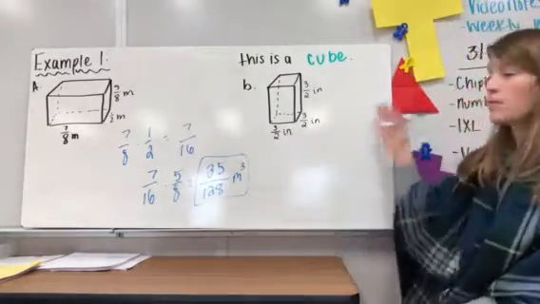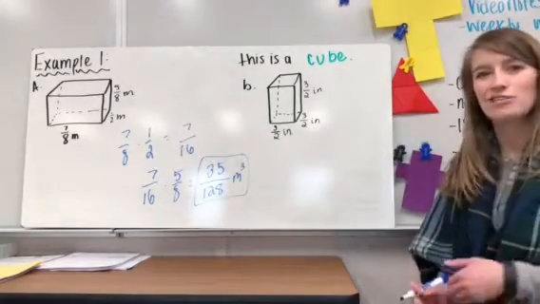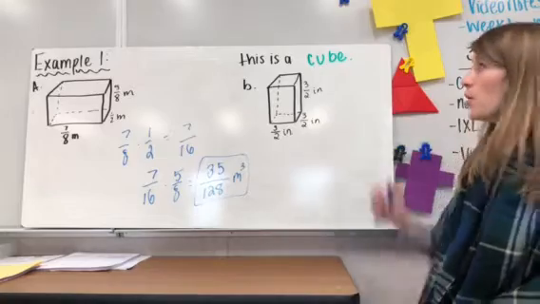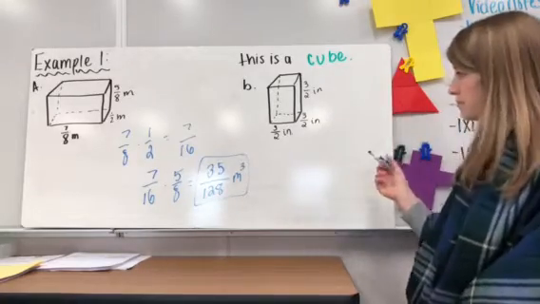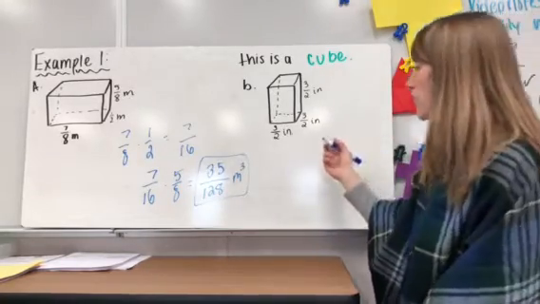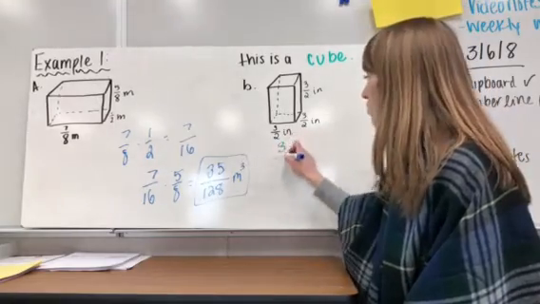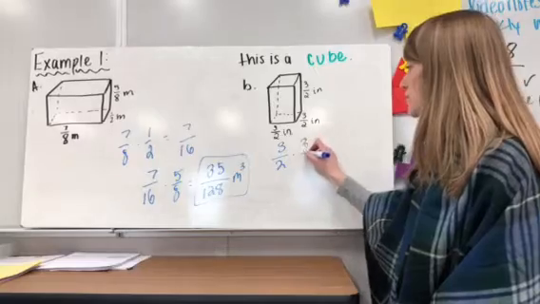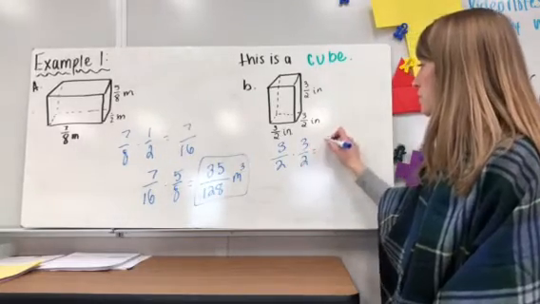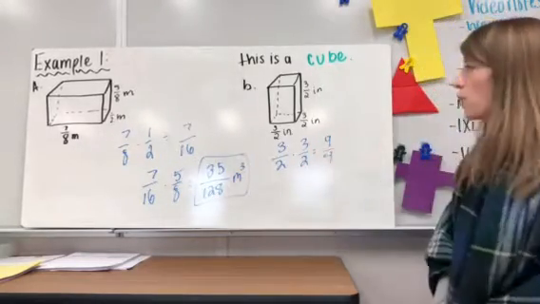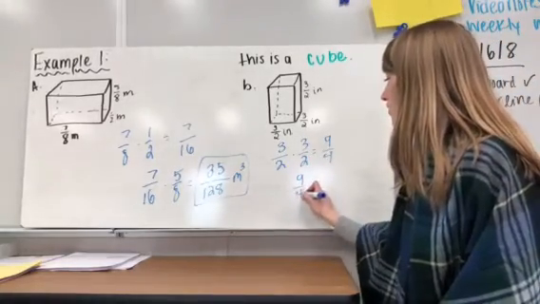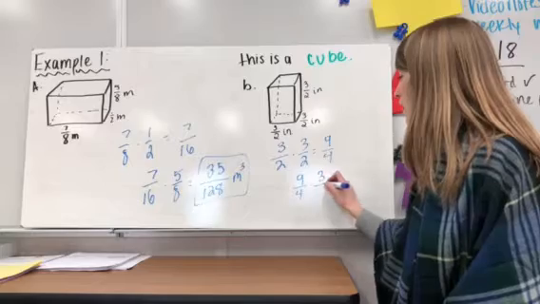Let's try one more. What's special about this one is that it is a rectangular prism, but since length, width, and height are all the same, we know that this is a cube. We'll first find the area of the base. 3½ inches times 3½ inches leaves me with 9/4 inches squared. I then need to take 9/4, since that's the area of the base, and multiply it by the height.